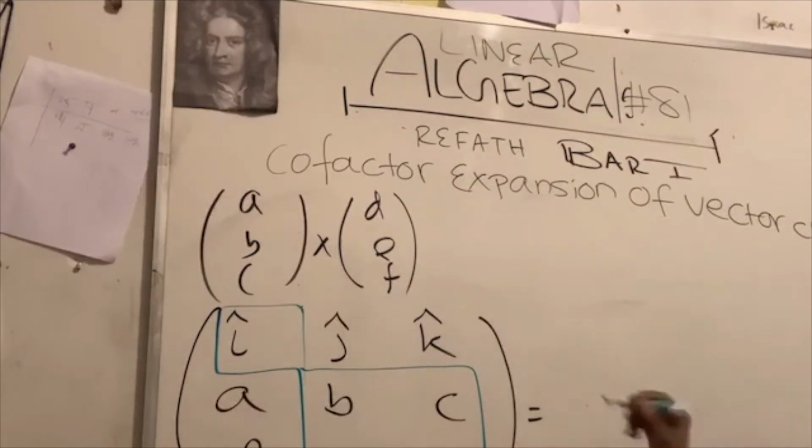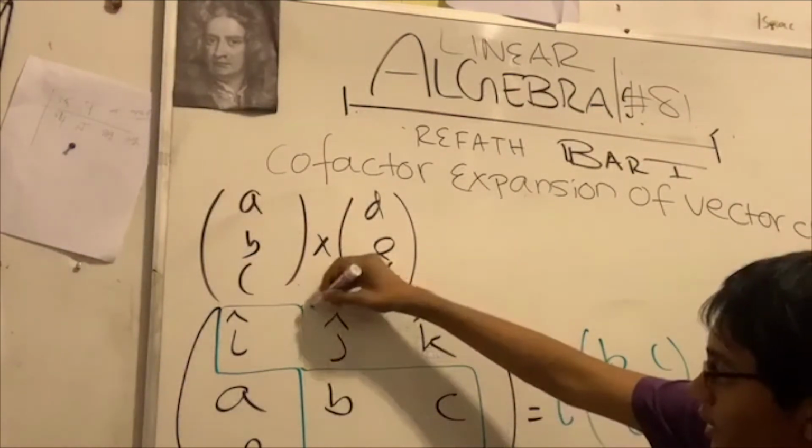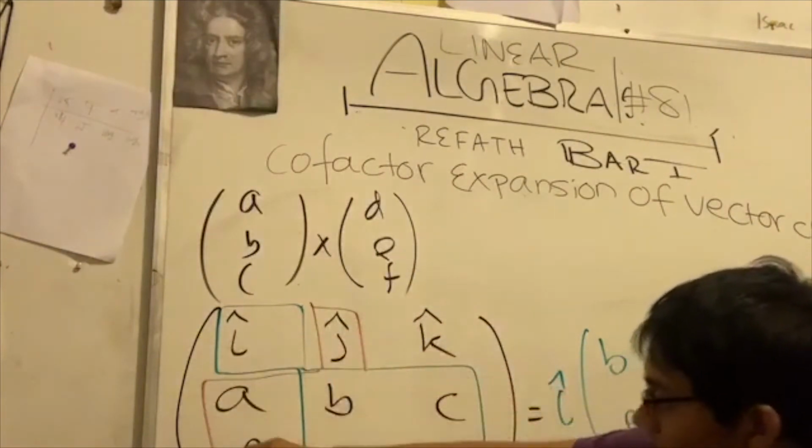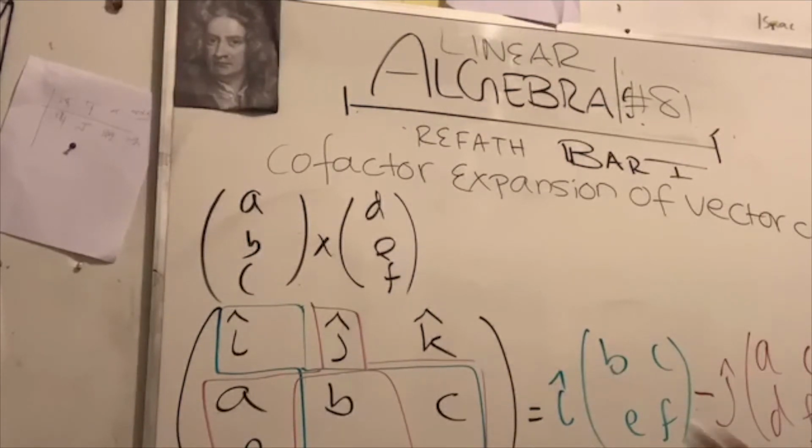So let's see. I'm gonna write down i hat times whatever vector I have under consideration. In this case, it's this 2 by 2 matrix B, C, E, F. All of this minus what? Well, now I'm gonna take this j hat, and then I'm gonna take A, D and C, F as such. Okay. So I'm gonna subtract j hat times A, C, D, F, and finally, what am I going to do? I'm going to add back my final matrix, which is going to be k hat times this 2 by 2 matrix of order 2, right?